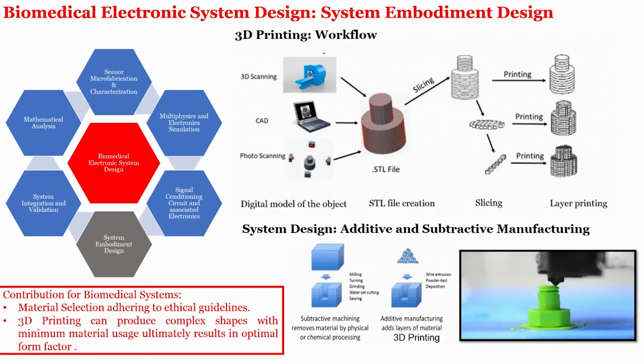Absolutely important, because there are two ways of doing it. Of course, there are other subtractive machining techniques. Here we are talking about adding. One is subtracting, one is adding: subtractive manufacturing and additive manufacturing. So, we have discussed those details. We have also seen how 3D printing can produce complex shapes with minimum material usage, and ultimately results in an optimal form factor.